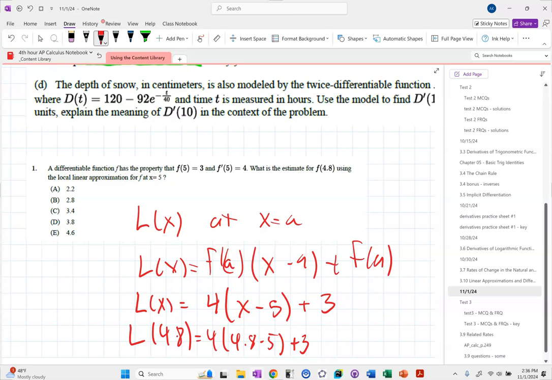2.8, I think? No, 3.8. Right? 0.2 times 4 is 0.8 plus 3 is 3.8. Happy there? I didn't know the equation. Yeah, so this is just the equation of the tangent line, same as the tangent line equation. The symbols are different, but it's just a tangent line.